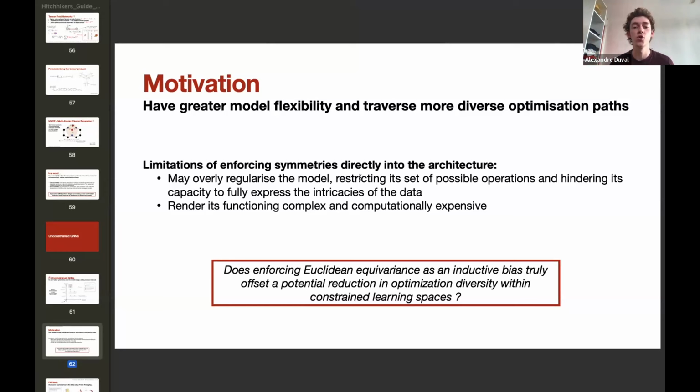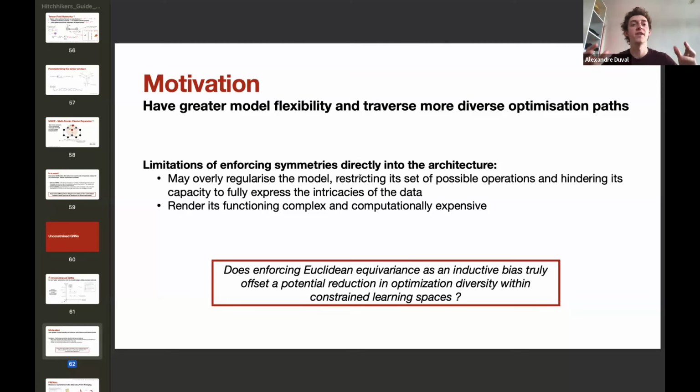If you look at equivariant models, you restrict the set of operations you can apply on your geometric information. Therefore, you regularize the model and you potentially restrict and hinder its capacity to express all the intricacies of the data. Besides, the functioning of equivariant GNNs is quite complex. It's sometimes computationally expensive, and so is computing higher body order terms in invariant networks. So for all these reasons, we want to have models that are not subject to the constraints of imposing symmetries, and find maybe alternate ways to learn or approximate the symmetries.